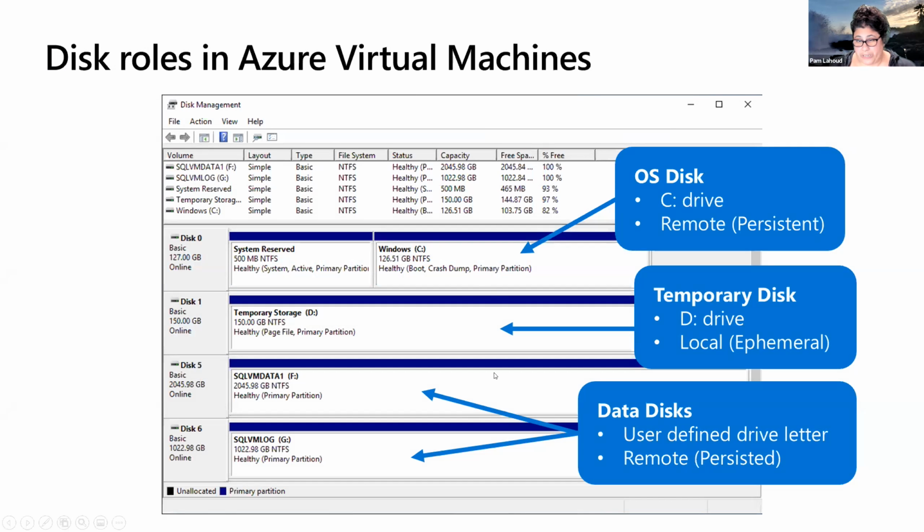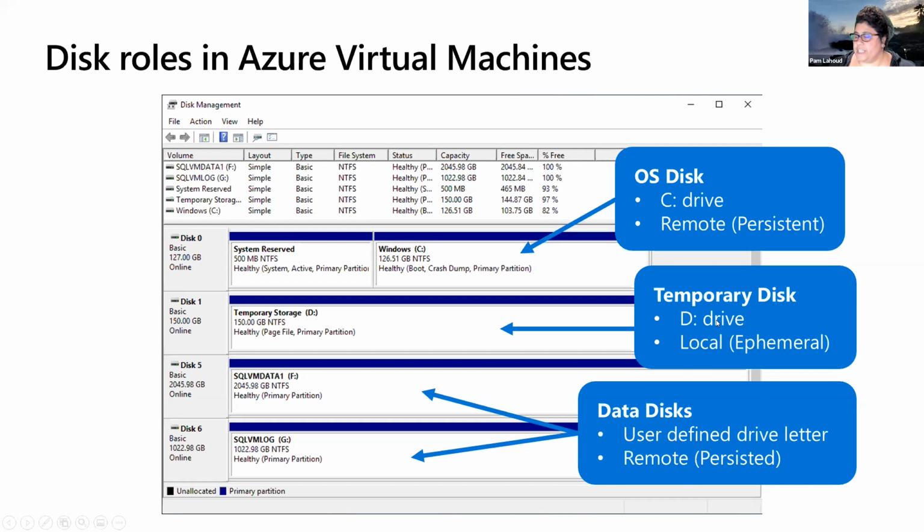You'll have an OS disk, and this will be your C drive. This is remote storage, so it's not local to the VM. It's hosted as what we call a managed disk. It's persistent, and it will have an operating system pre-installed on it based on the base image that you chose. So it could be Windows, various flavors of Linux, whatever you choose, that will be pre-installed on the C drive. So that's your OS disk.